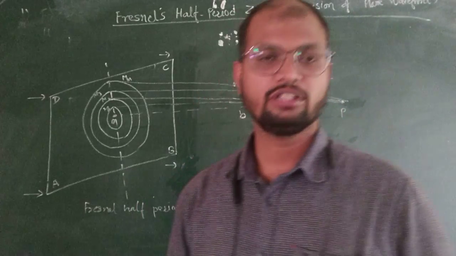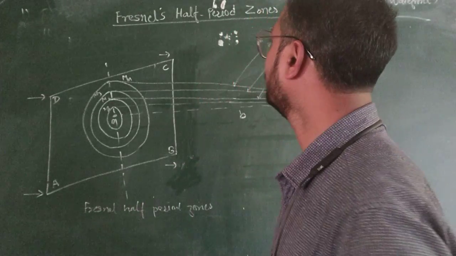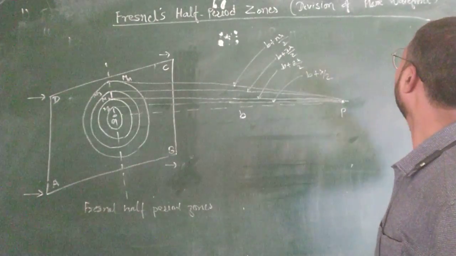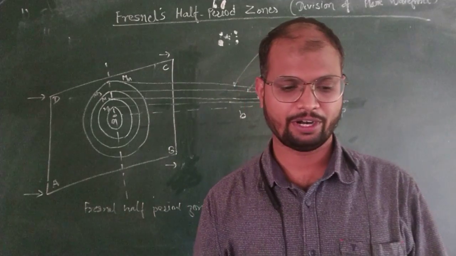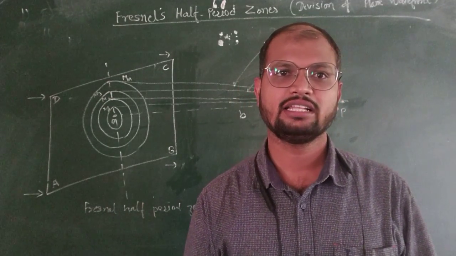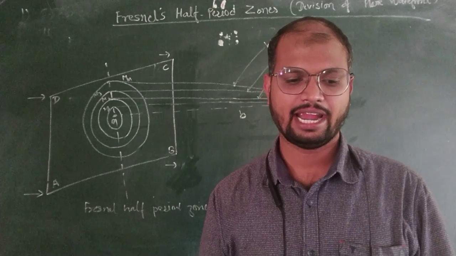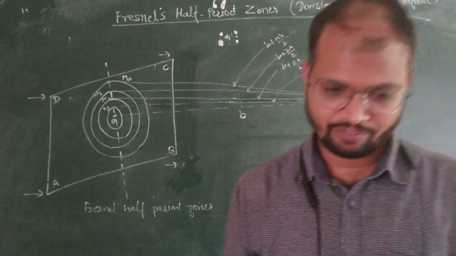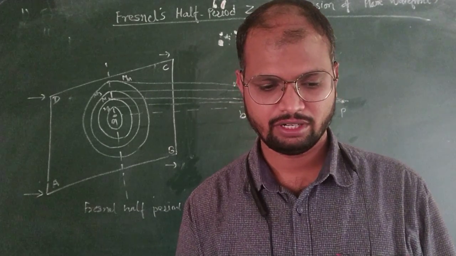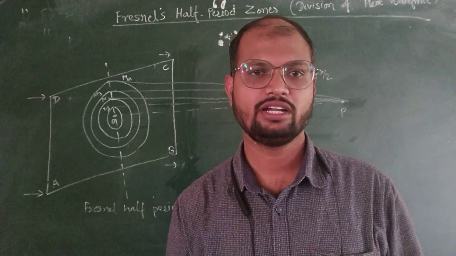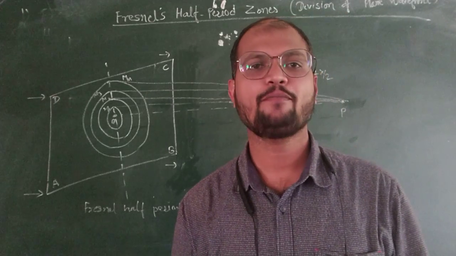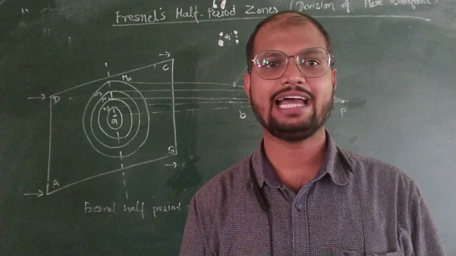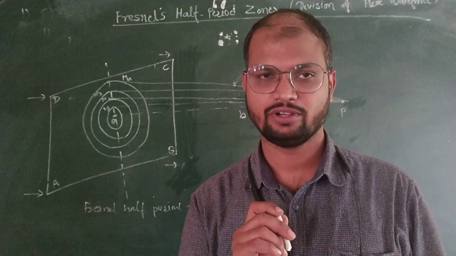Today we have learned about Fresnel's half period zone. Fresnel's half period zones are called the division of the plane wavefront. To find the resultant intensity at any point due to the wavefront, Fresnel has suggested to divide the wavefront into a number of half period elements or zones called Fresnel's zones.